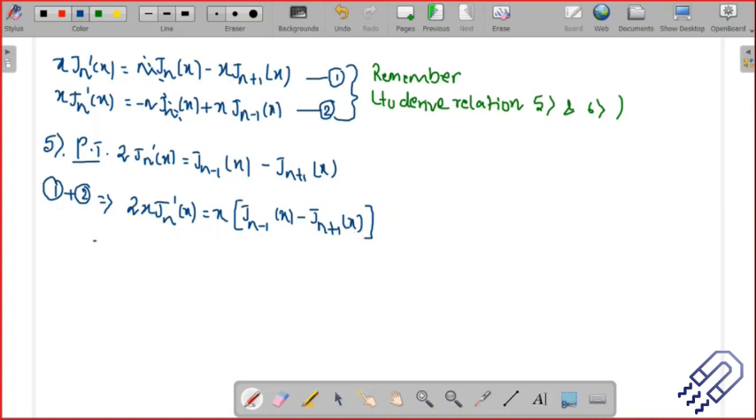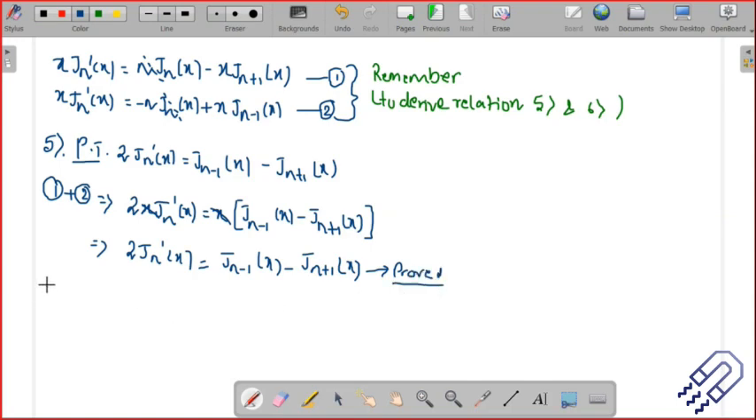So I can cancel out x on both sides. I will get 2 times K n dash x is equal to whatever is required, K n minus 1. So you don't need to do anything here, just need to remember. Technically you need to know 4 recurrence relations. The 5th and the 6th one can be easily derived.